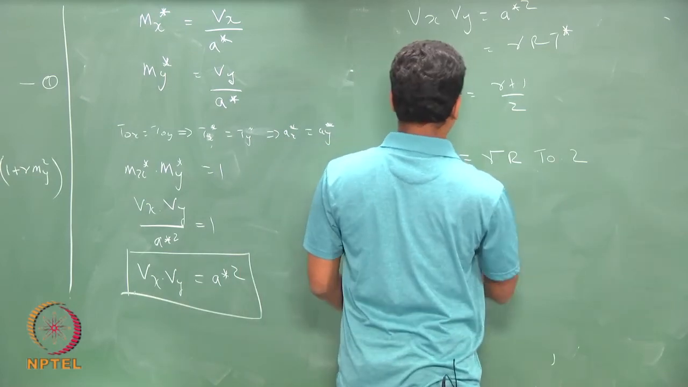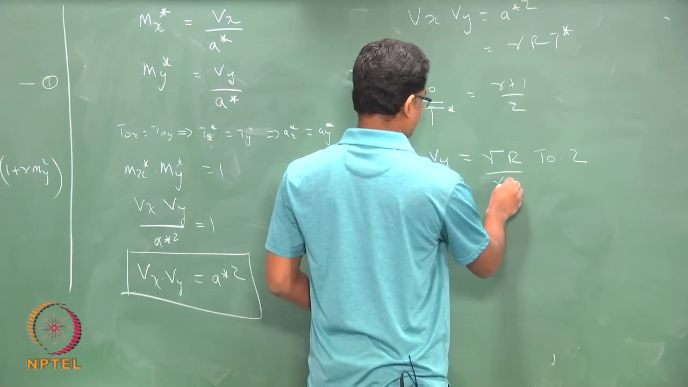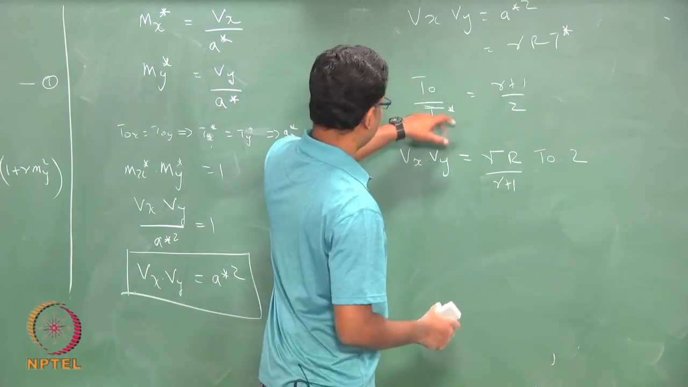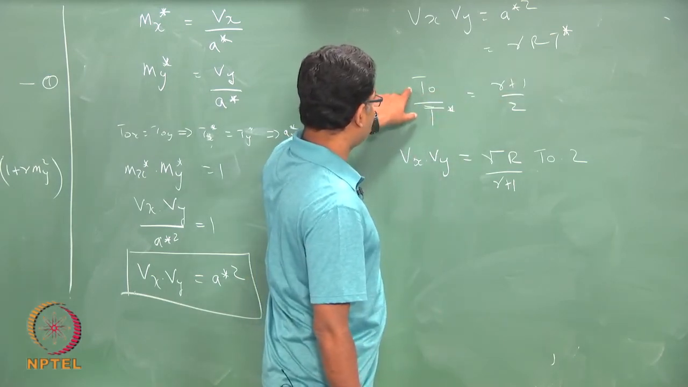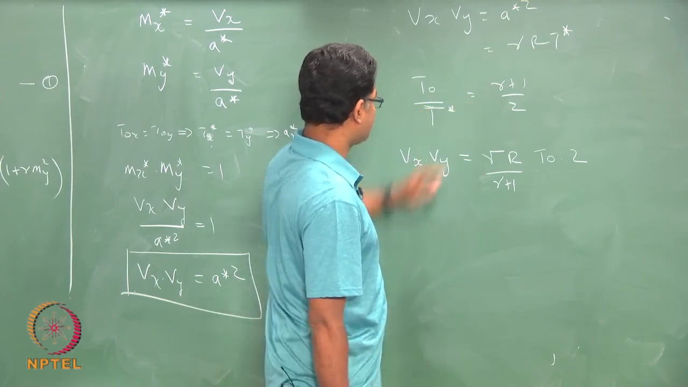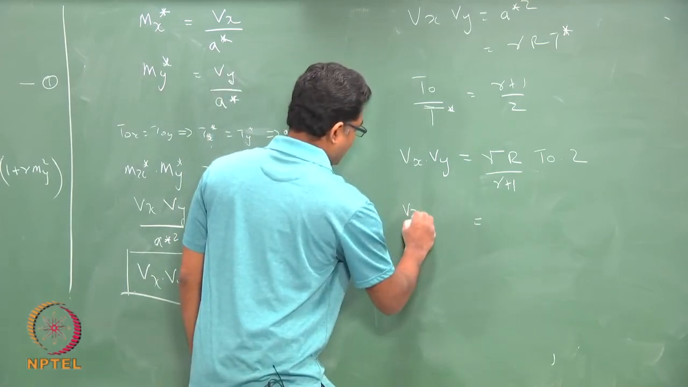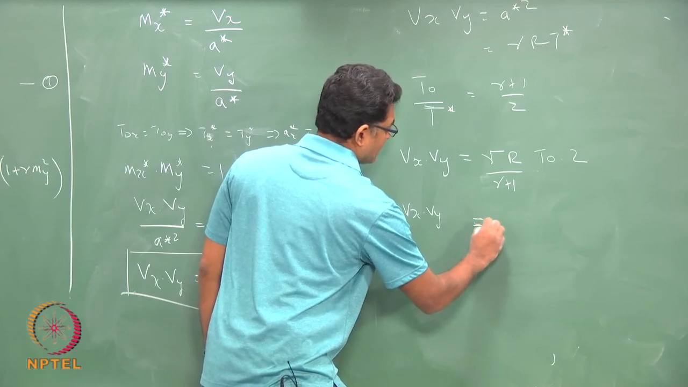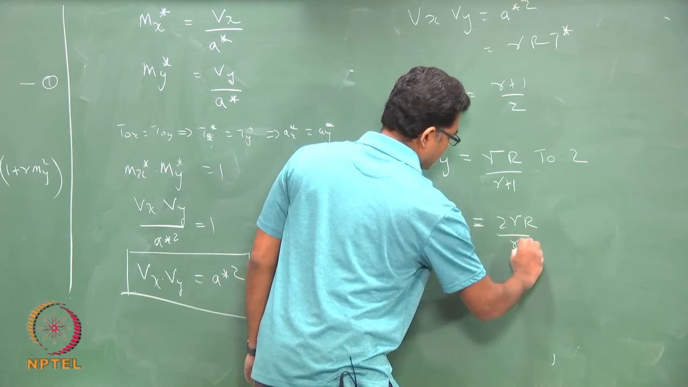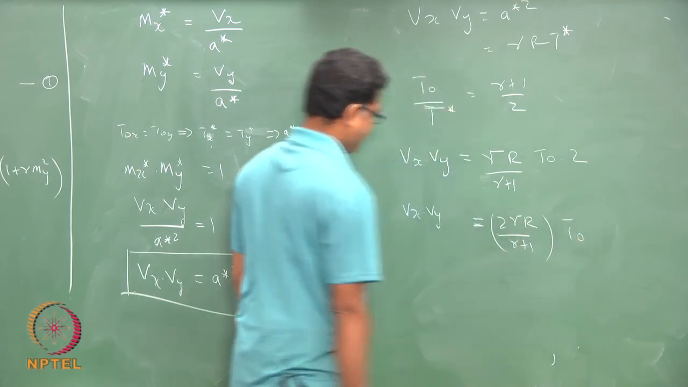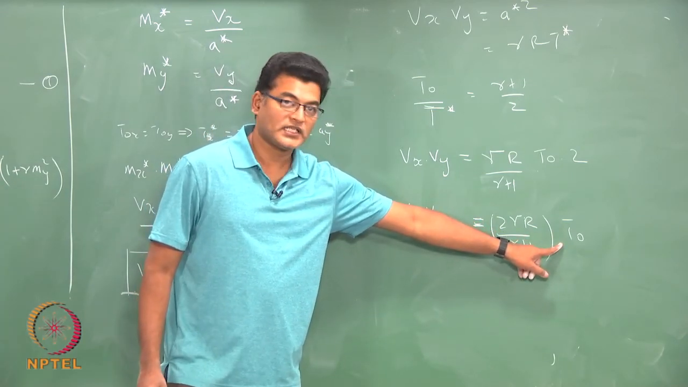So I have replaced T star with this value, 2 into T0 by gamma plus 1. So this is Vx into Vy, some constant: 2 gamma R by gamma plus 1 into T0. Okay. So the product of these velocities is now just a function of your stagnation temperature.